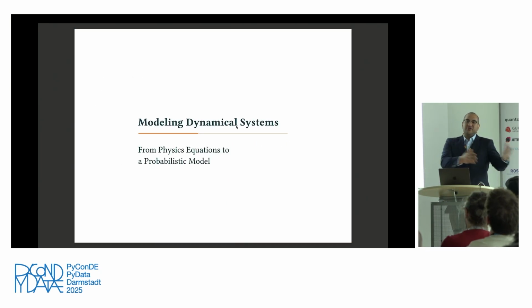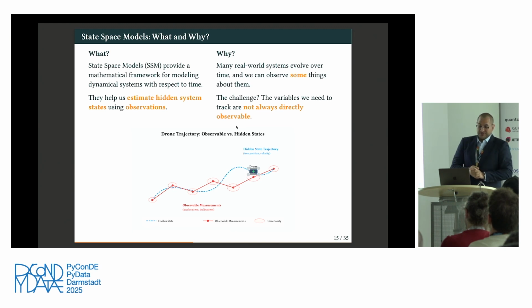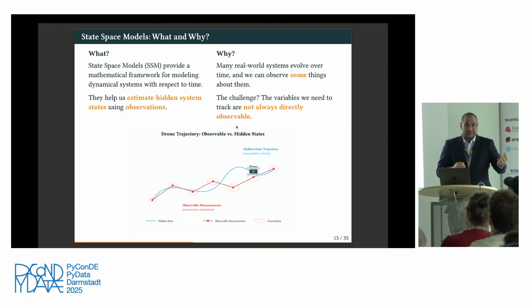Now, on the other hand, how do we go from the physics to a probabilistic model? Again, this was also a gap that took me a little bit to bridge, but once I did, everything clicked. One way of doing this and dealing with dynamical models is state space models. And these are mathematical frameworks that allow us to estimate a state of the system as it evolves with time, using observations on that system.